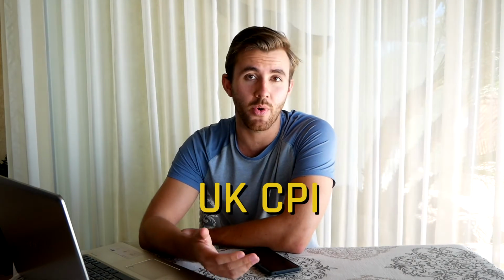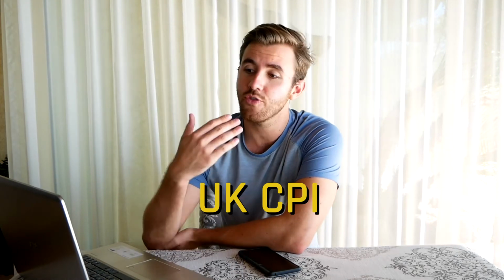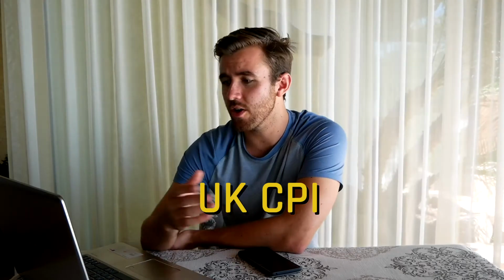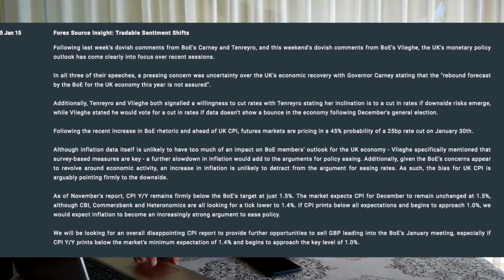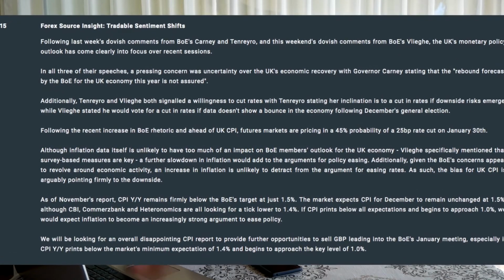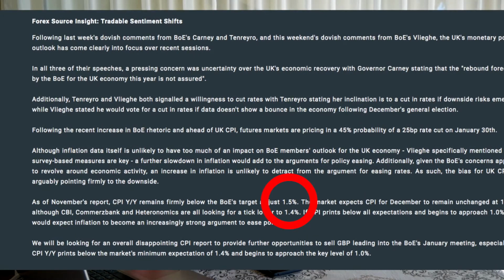Then on Wednesday, we got another report that said the tradable sentiment shifts of the day. In this report, we are told that today, a very important market moving data point is the UK CPI, to be released in about an hour. Here they explain to us what the market's expectations are, as well as what the Bank of England's target is, which is, as you can see right here, 1.5%.